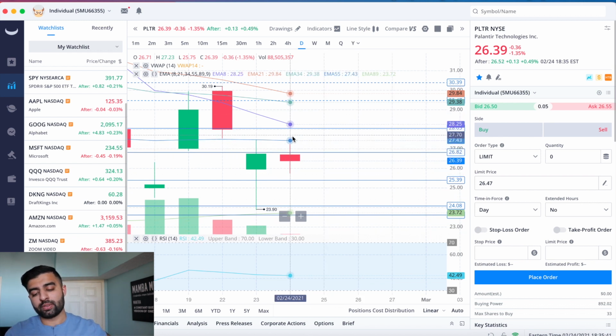Hopefully we get the 55 EMA capture. The 89 EMA is all the way down here at 23.72, which we visited briefly yesterday in that crazy sell-off at the beginning of the day. So hopefully we can capture the 55 EMA, use that as a little bit of a level of support, and then we start to bounce off that and move back up in the coming days and weeks.